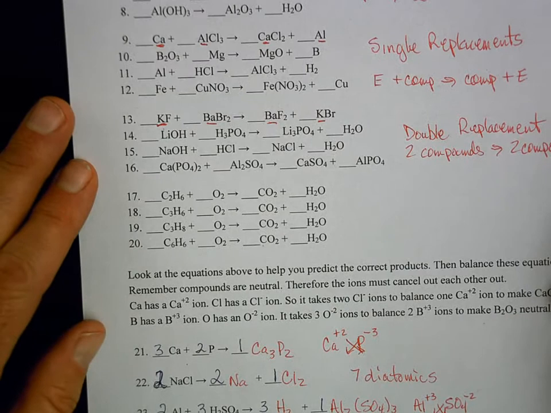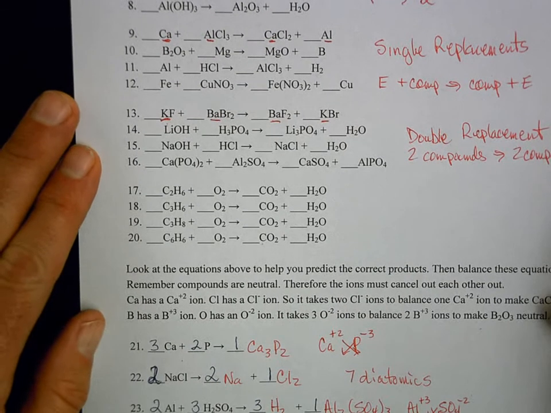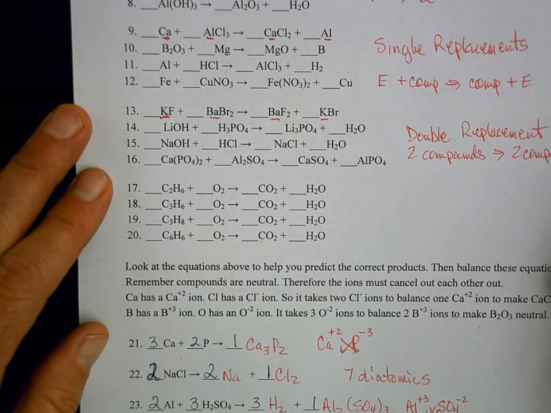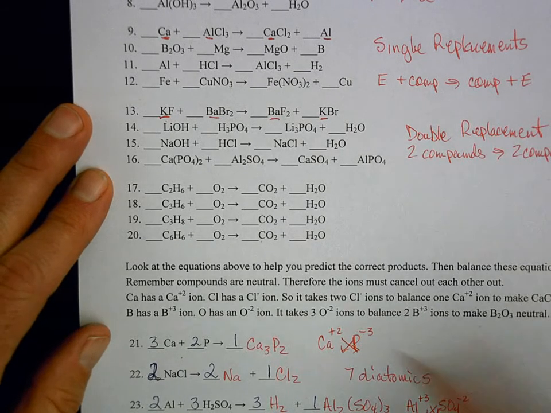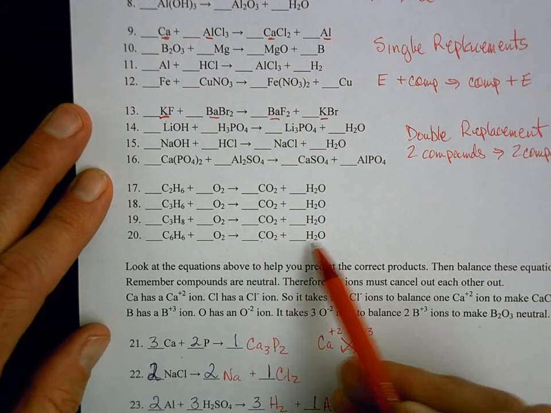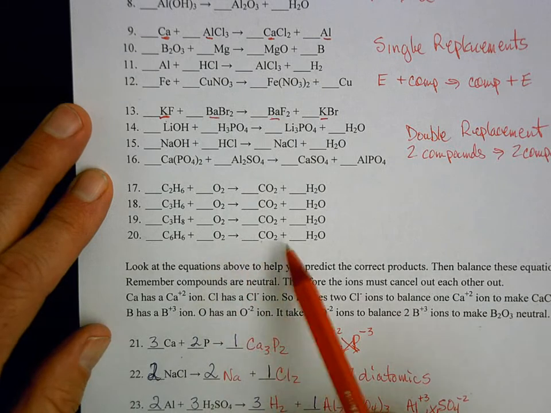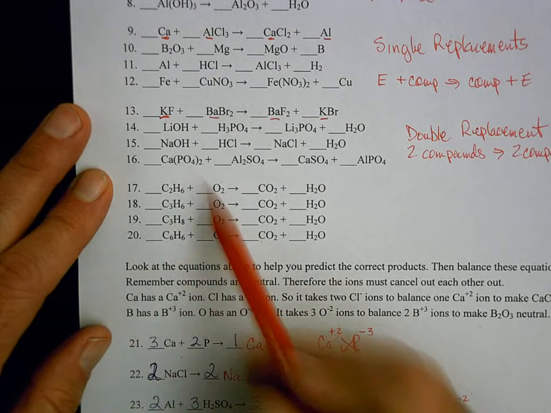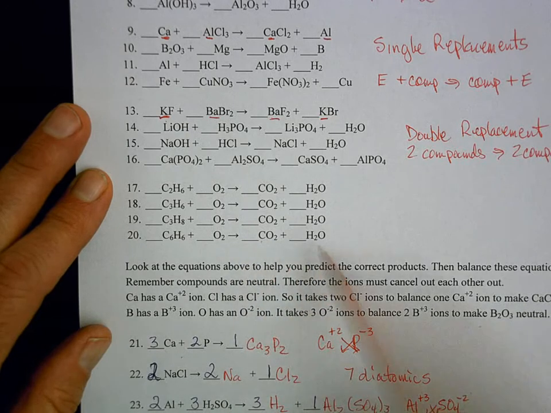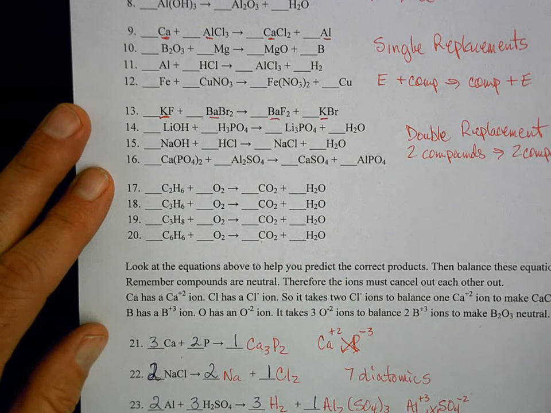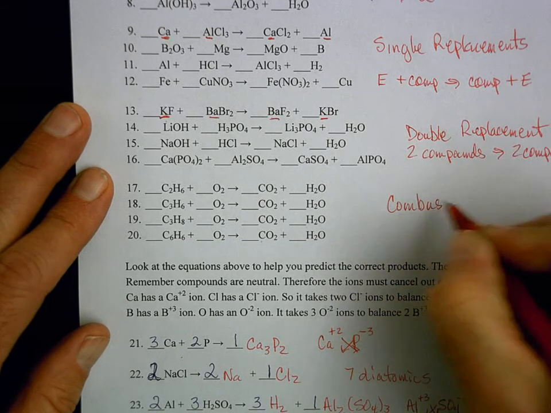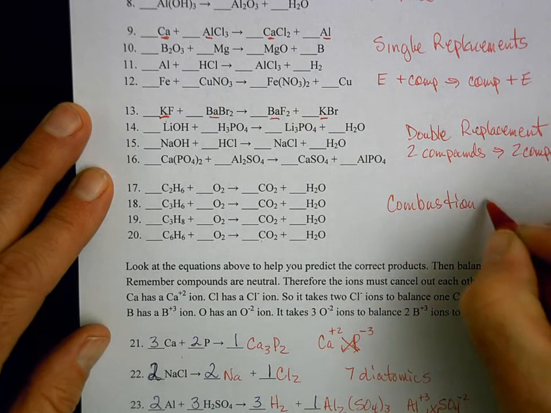And then finally we have our last group. And in some respects, this is the easiest group because in terms of predicting what the products should be, they all end in CO2 and H2O. In fact, they all have O2, oxygen to burn our fuel, and then produce carbon dioxide and water. And these are called combustion reactions.